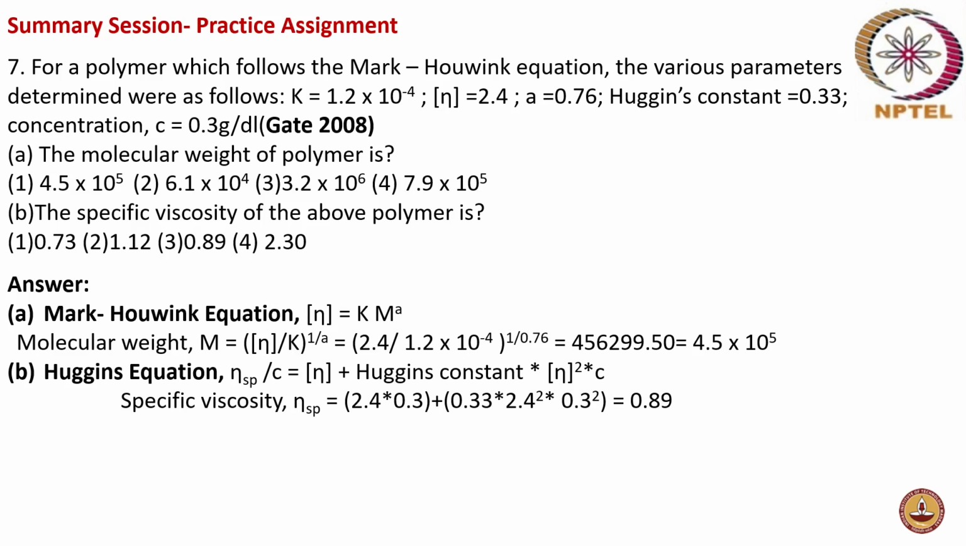You just have to take the concentration to the right hand side. So it is eta into concentration plus Huggins constant into eta square into concentration square. Which is nothing but 2.4 into 0.3 plus 0.33 into 2.4 square into 0.3 square. So you will end up with the specific viscosity of this polymer as 0.89.